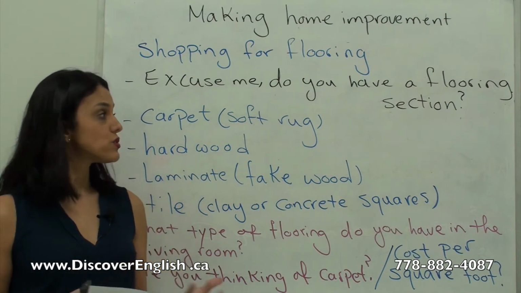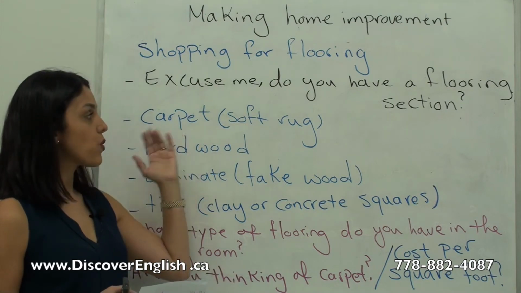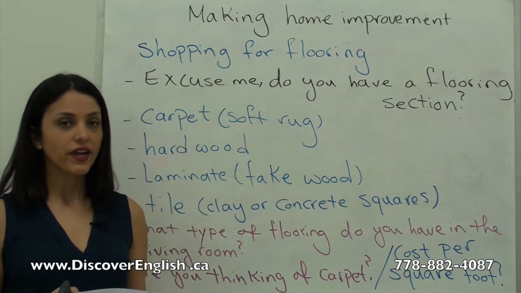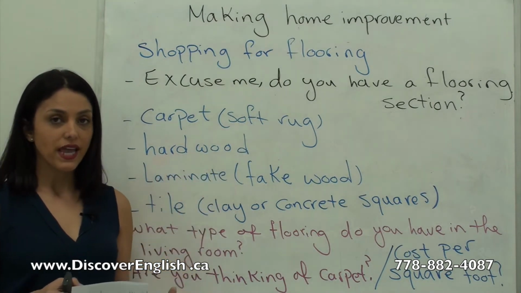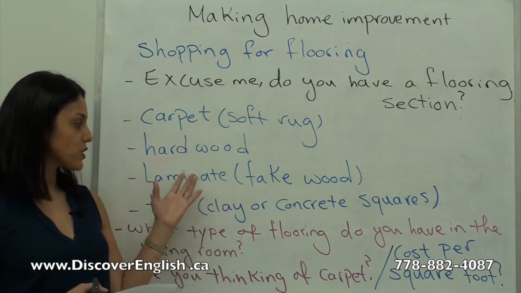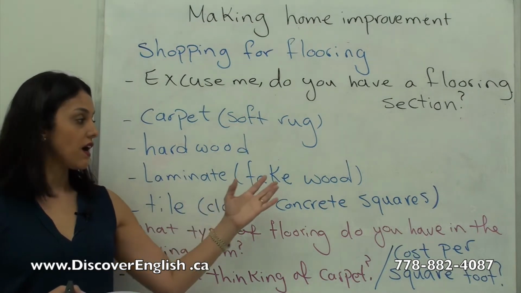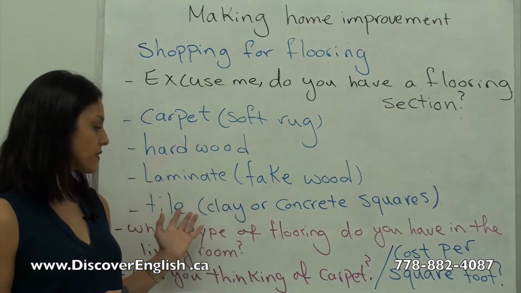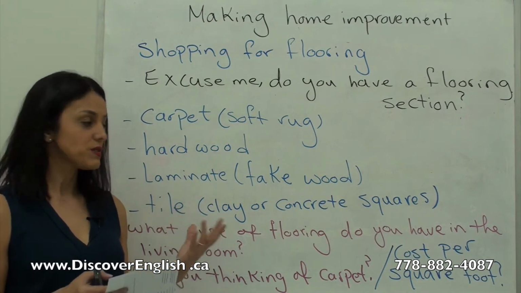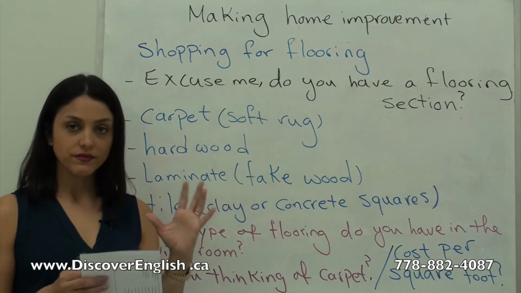And you have to say, for example, I want carpet, I think, right? Which is soft. Or hardwood. You can tell from the name, it's made of wood, of course. Laminate, which is fake wood, not real wood. Or tile, which is made of clay or concrete squares.